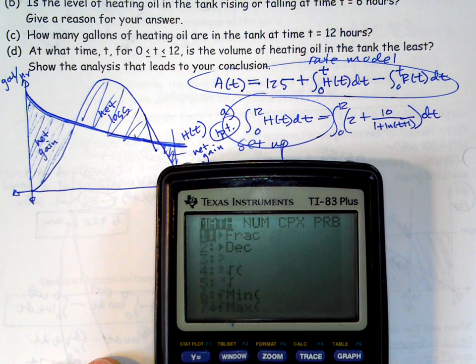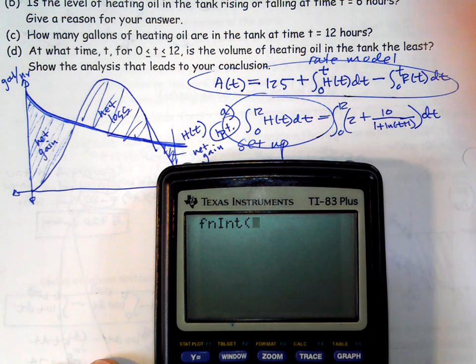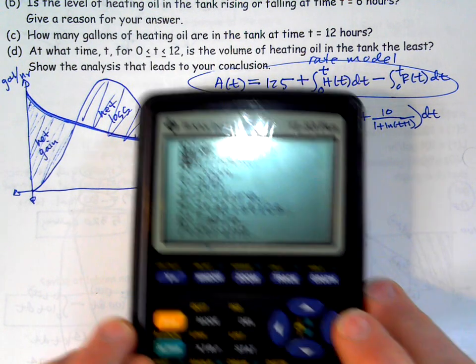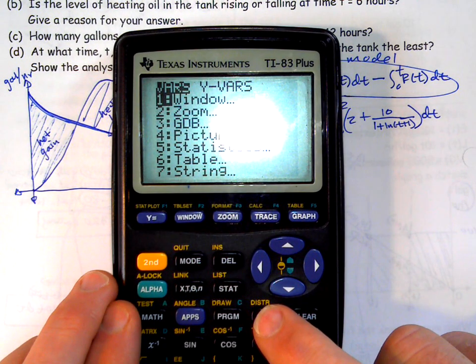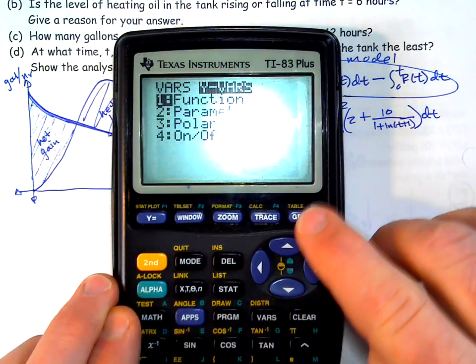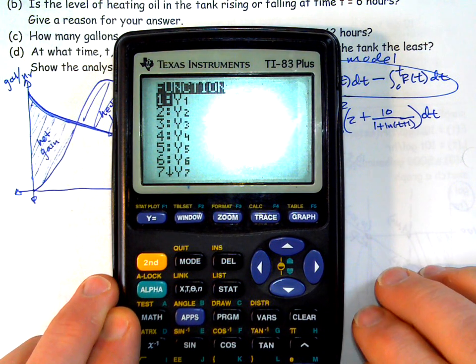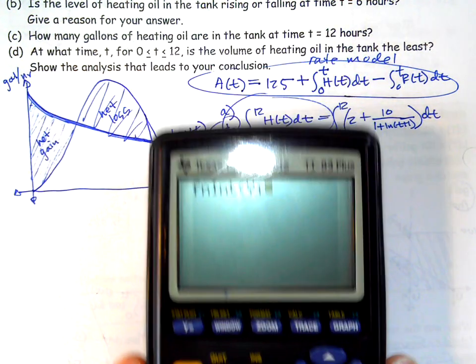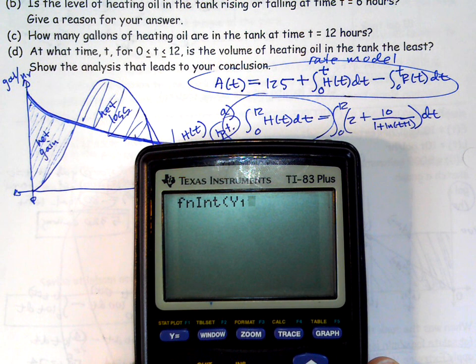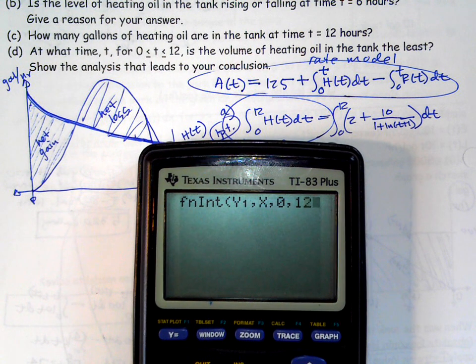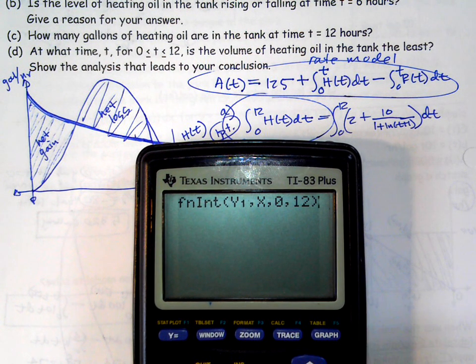So I'm going to do math 9. Now, I don't want to retype that crazy thing there. So I'm going to do vars, right? Vars right here, and then we're going to go to y vars. And we're going to go to function, hit enter, and then y1 is the function we want. And so then that copies and pastes the formula from the y menu. I'm going to take advantage of that a lot of times on problems. Comma x, comma 0, comma 12, hit enter.